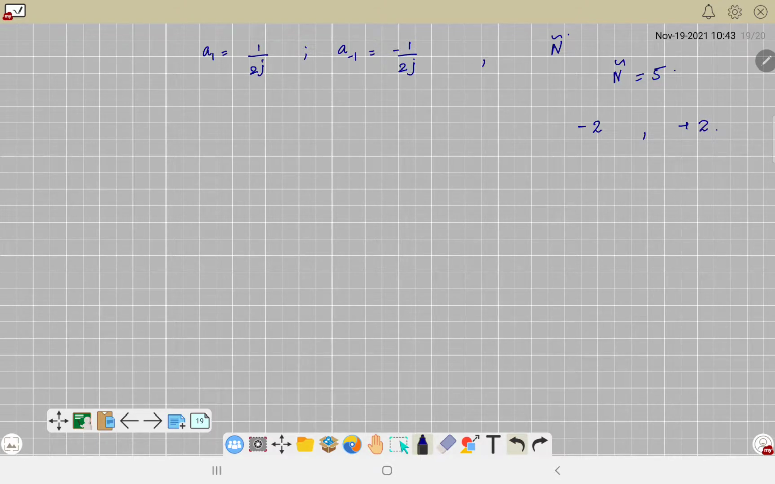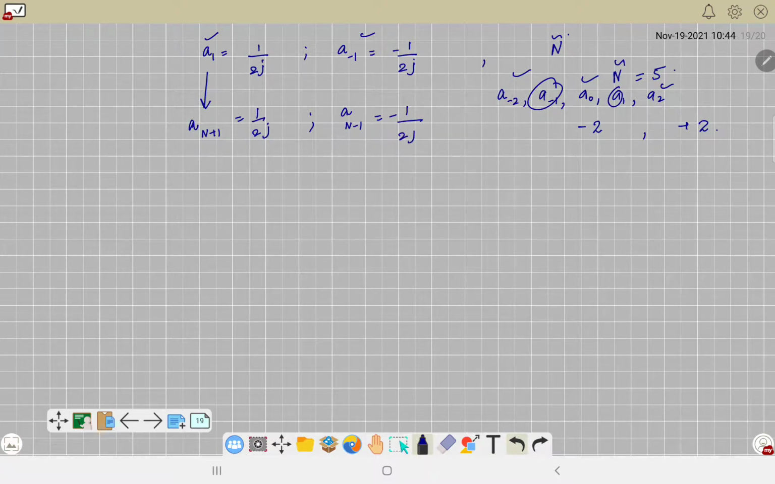Out of these, it means you will have coefficients a minus 2, a minus 1, a0, a1 and a2. Now out of these, a1 and a minus 1 are defined, and the rest of these three coefficients are 0. And then the coefficients will repeat. So if this is a1, this is also equivalent to a N plus 1 because of that property. And if this is a minus 1, then a N minus 1 is also equivalent to minus 1 by 2j.